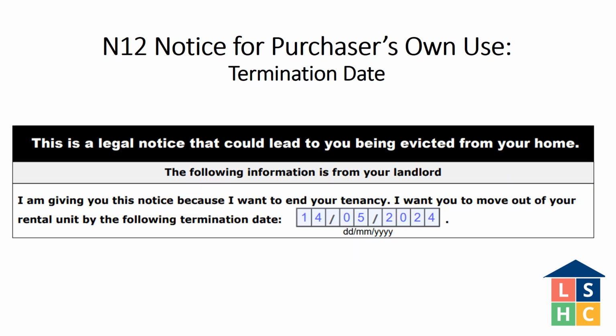The termination date must be at least 60 days and coincide with the end of a rent period or the end of a fixed term lease if there is a lease. With this example, if rent is due on the 15th of the month and the N12 notice was provided on March 5th, therefore the termination was listed as May 14th.